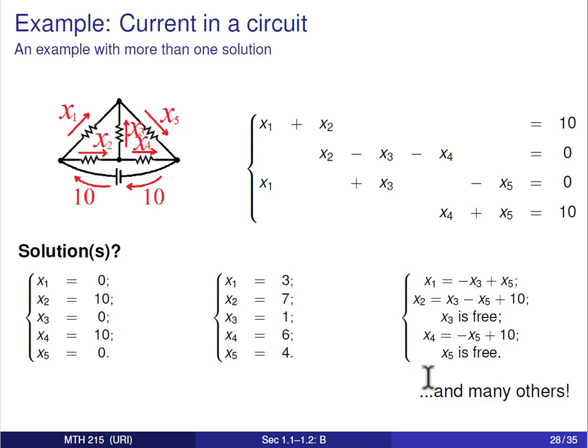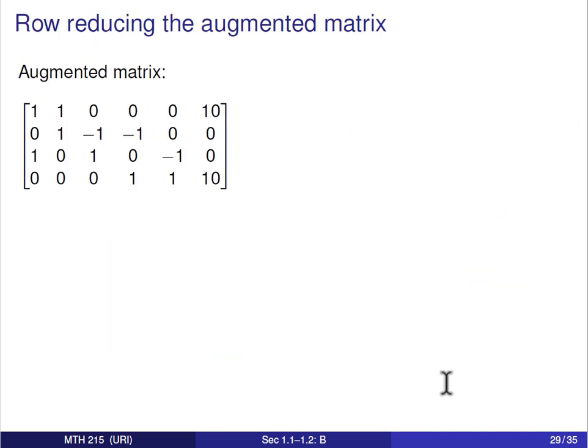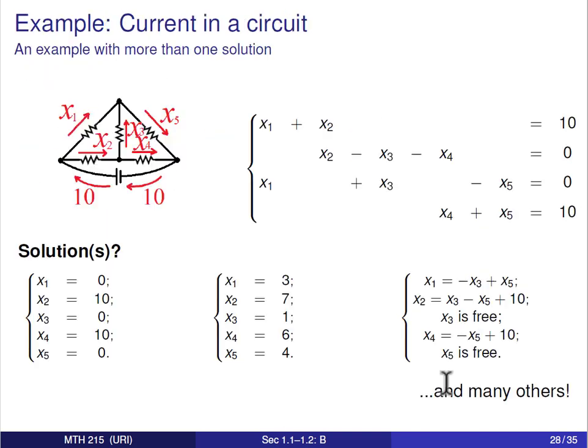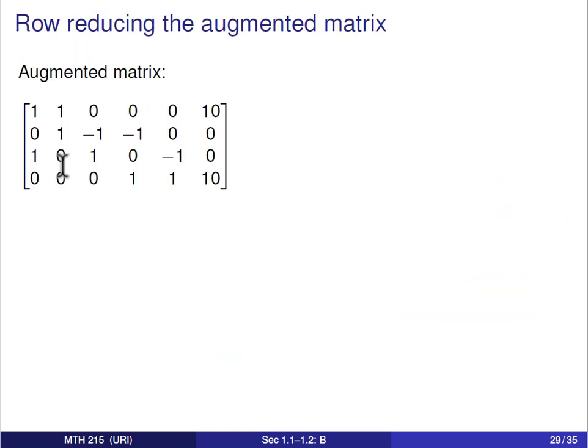So let's take a look at our technique and see how it might happen that we end up with more than one solution. What does that look like in practice? So we're going to take the augmented matrix of the system we had just seen, filling in the zeros in the missing spots, and recording the coefficients on the right-hand sides. We get this as our augmented matrix.